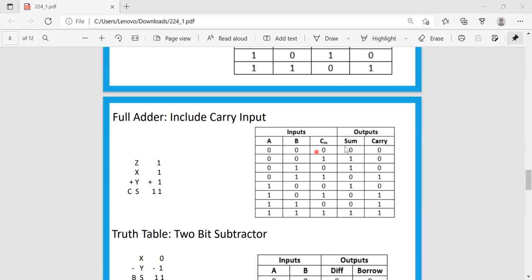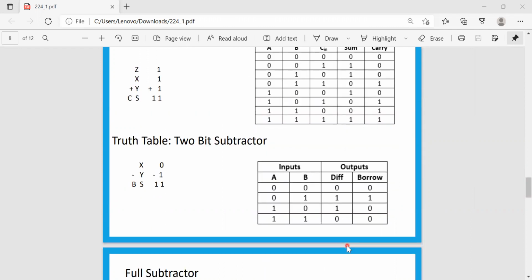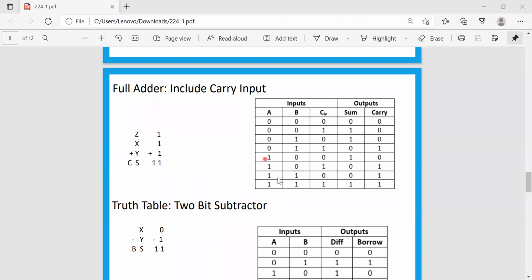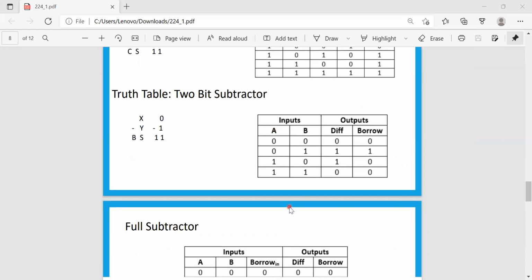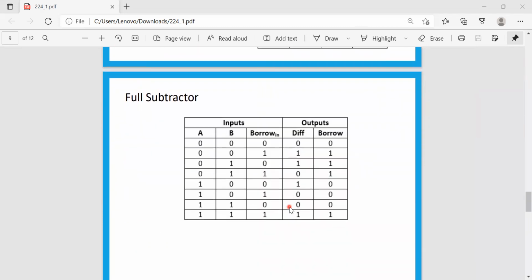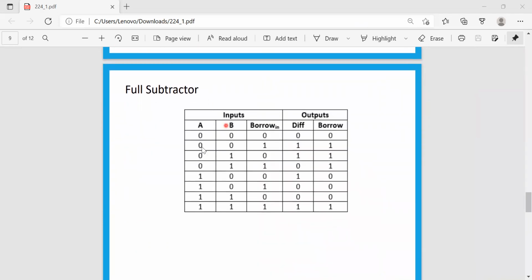For three inputs, this is the truth table. For three inputs, we can just add these two and add the result with this one. A two-bit subtractor is also defined using this, and a full subtractor for three inputs is defined like this.